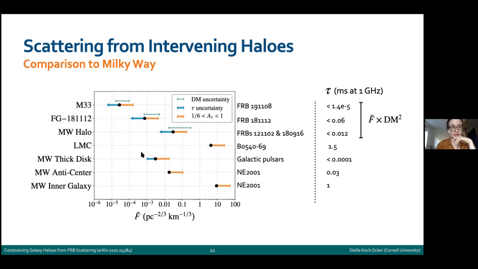And so the next thing you'll notice is that our constraint for the galactic thick disk actually falls below our upper limit on the fluctuation parameter for the galactic halo. And we know the thick disk is dominated by the warm ionized medium. And so if the galactic halo is dominated by the hot ionized medium, we would really expect the fluctuation parameter in the thick disk to be larger than in the galactic halo.